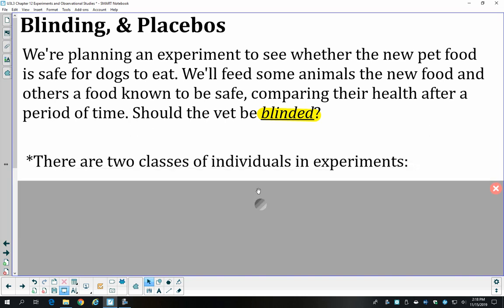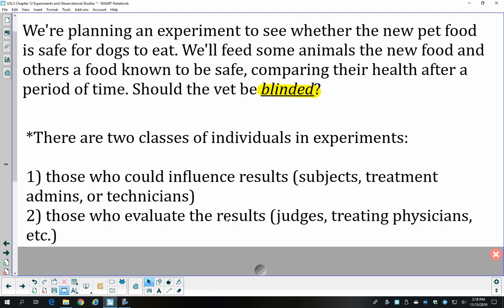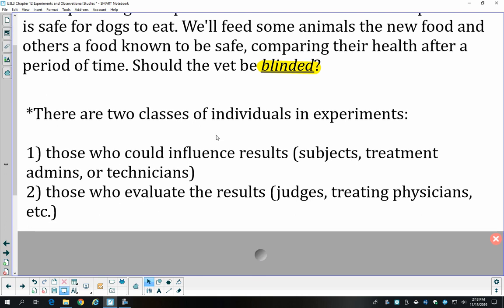And that doesn't mean we don't want them to see. In any experiment, we have 2 groups of individuals. We have the people who could influence the results, so the people who are actually participating, the people who are giving a treatment, so like if it's about a medicine, the people who are actually administering medicine, or if it's something about physical fitness, somebody who is measuring something about your health, and then the people who look at the results. In this case, veterinarians or a physician.